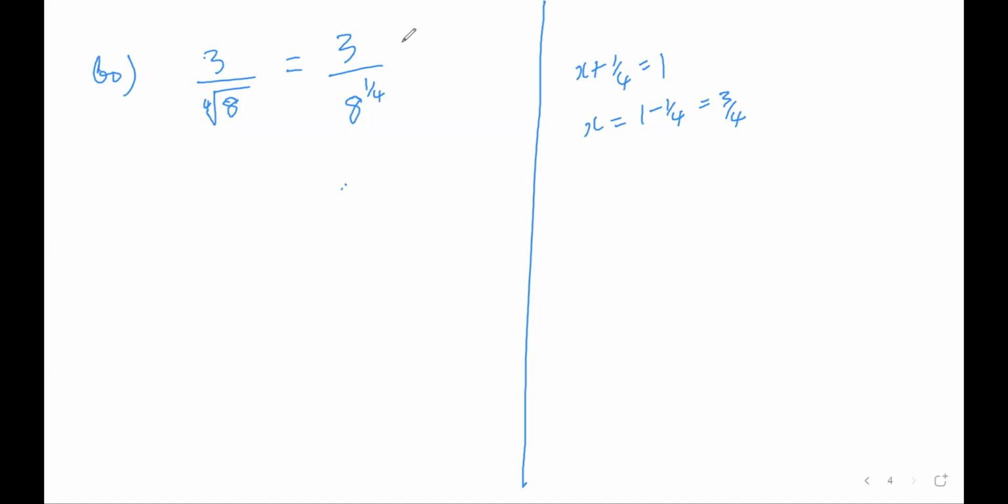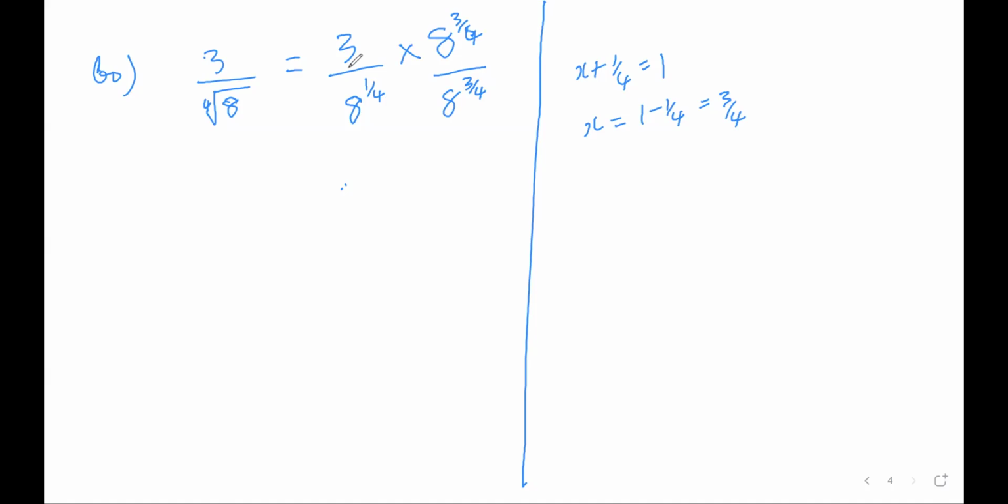So the only way I can do that is to multiply numerator and denominator by what I need. 8 to the power 3 over 4 divided by 8 to the power 3 over 4. All right. By doing this, 8 to the power 3 over 4 divided by itself is 1. So it's like multiplying this expression by 1. So it leaves it unchanged, basically.